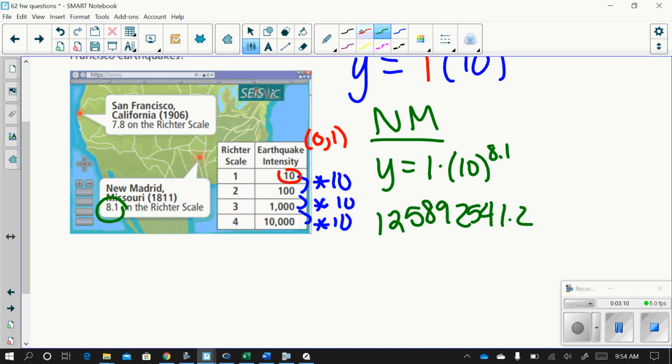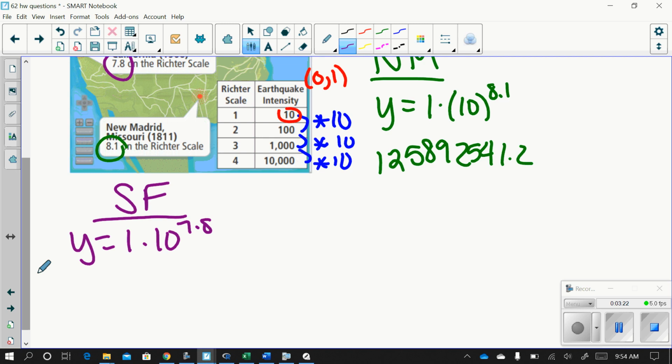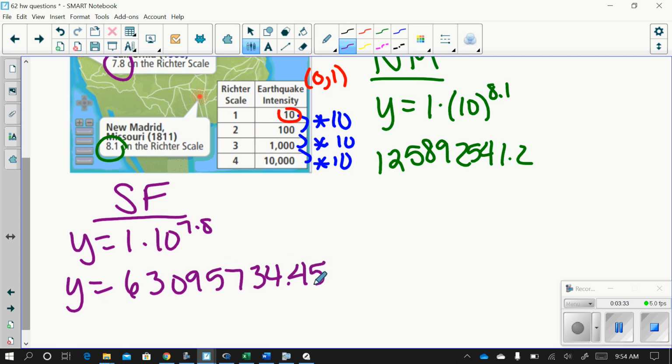Let's talk about San Francisco now. Again, I'm going to plug in 7.8. So 1 times 10 to 7.8. Calculator. Okay, here we go. y equals 630957344.45.